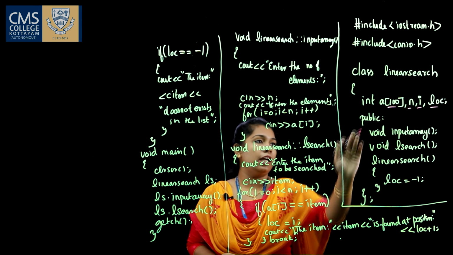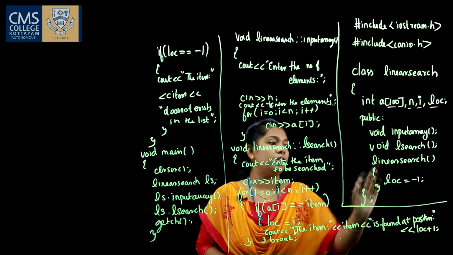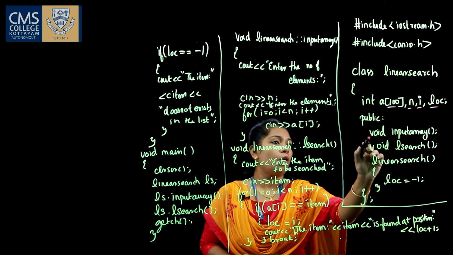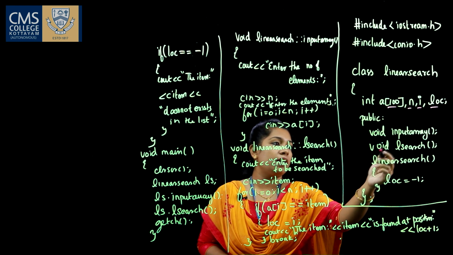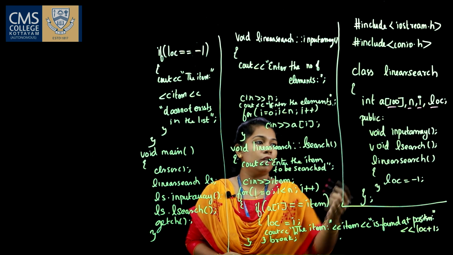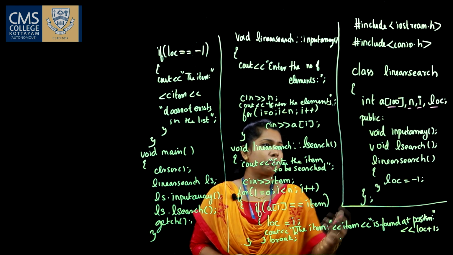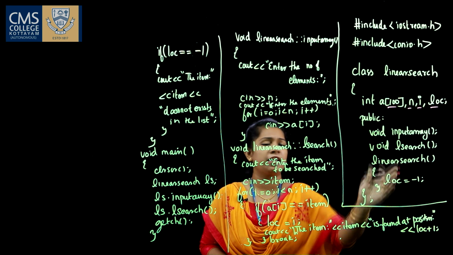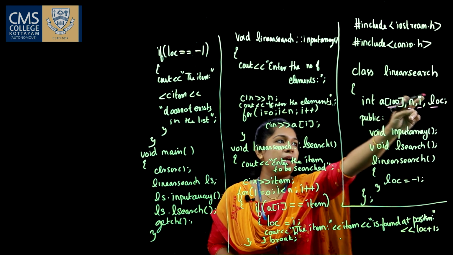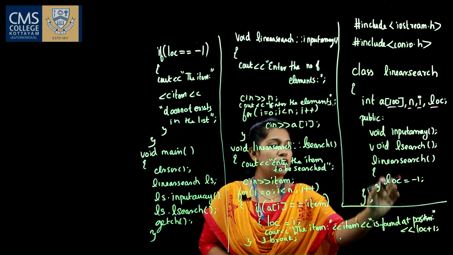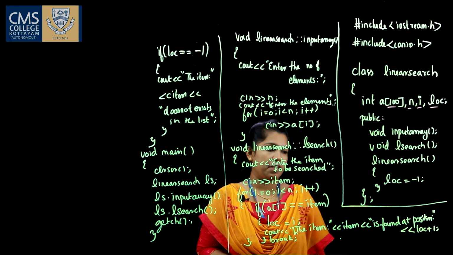Okay. Then under the public section I have 3 functions: void input array to get the values of the array elements, and lsearch to search for an item. Both member functions' return type is void. Then I have a constructor which will initialize my data LOC. Initially I am setting LOC as -1.